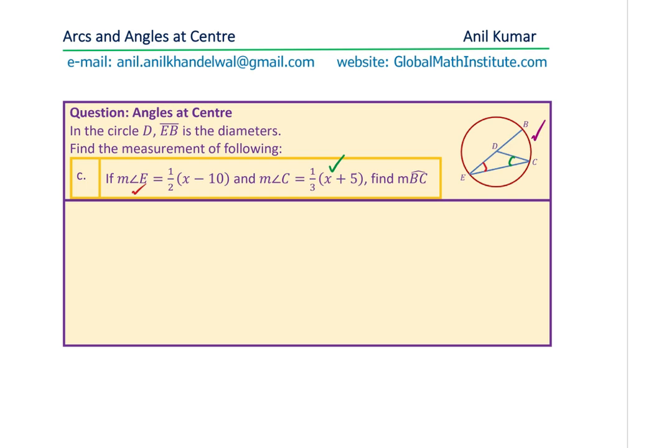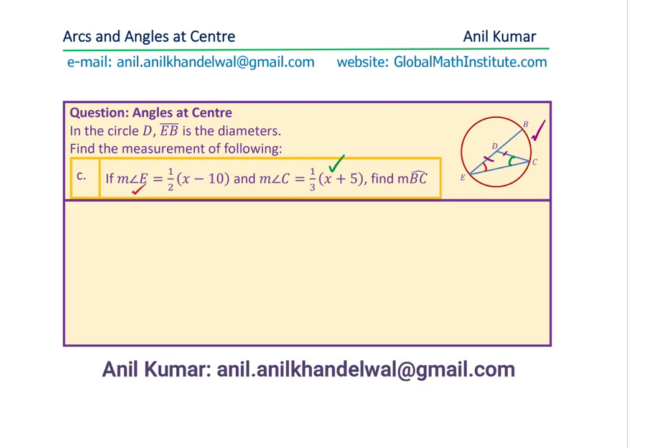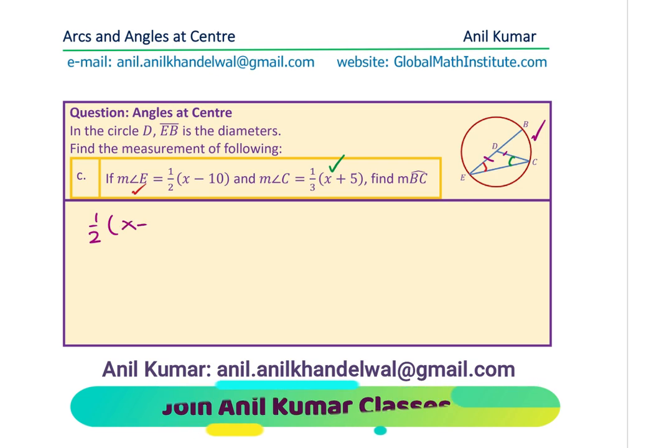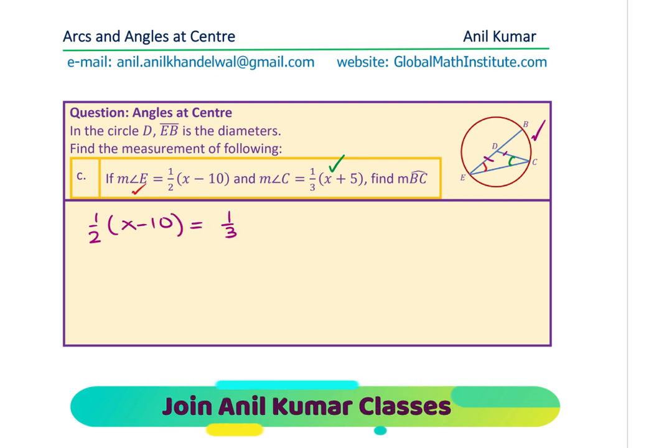Now, how do you do that? Well, this is an isosceles triangle, and therefore the two angles should be equal. And therefore we could write that half of x minus 10 should be equal to 1/3 of x plus 5. And now we can solve them. To solve, let us cross multiply, right? Let's cross multiply.